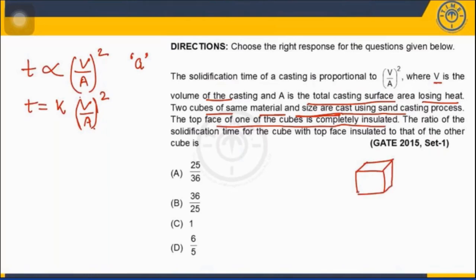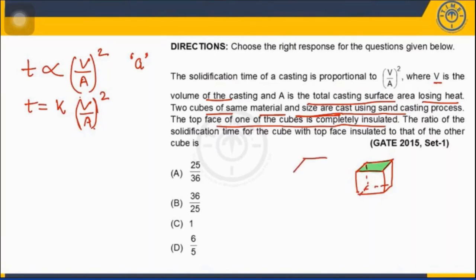Okay. Then what is the thing? This is the cube. In one case, I'm denoting with the green color. Green color means this surface is insulated. What do you mean by insulation? Insulation means the heat transfer will not occur from this top surface. Only the 5 surfaces are responsible, because you know that in a cube there are 6 faces. So if one surface is insulated, the heat is transferring only from the other surfaces. Now, how many surfaces are playing a role? In this case, 5 only.